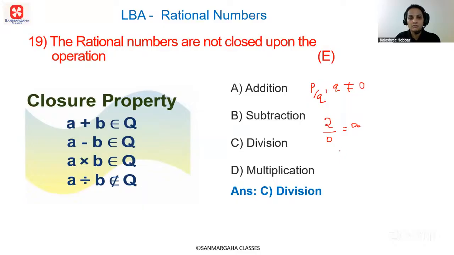So rational numbers are not closed upon the operations. If you take any rational numbers, in the division operation, it is not closed, because the value cannot be defined here, which is infinite. So the correct answer is division. Option C is the correct answer. Thank you.